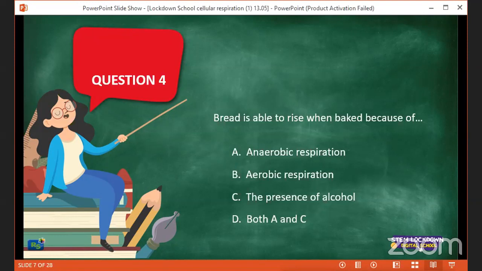Bread is able to rise when baked because of A, anaerobic respiration, B, aerobic respiration, C, the presence of alcohol, or D, both A and C. Please send through your answers to the group chat.